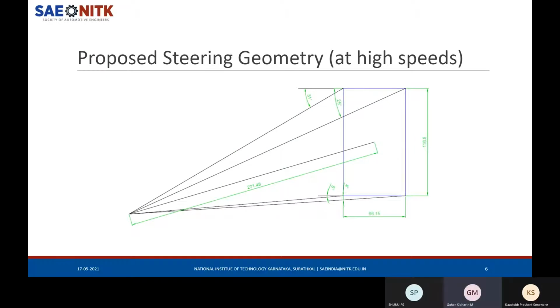At high speeds, that is at speeds greater than 60 km/h, in our steering geometry the rear wheels would turn in the same direction as the front wheels by a maximum angle of 5 degrees. Though there is an increase in the turning radius, the turning stability increases, which is very advantageous.